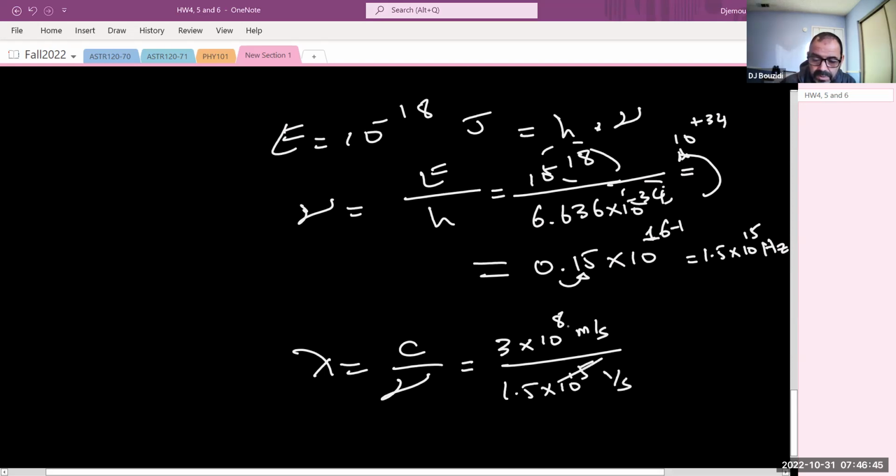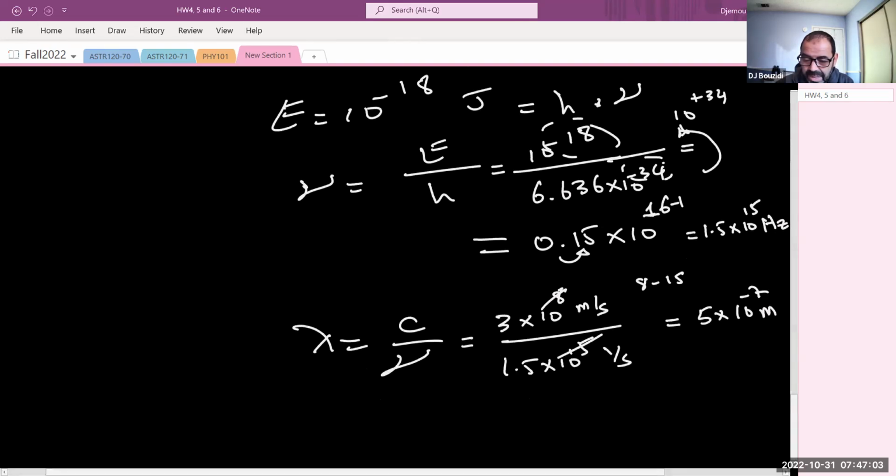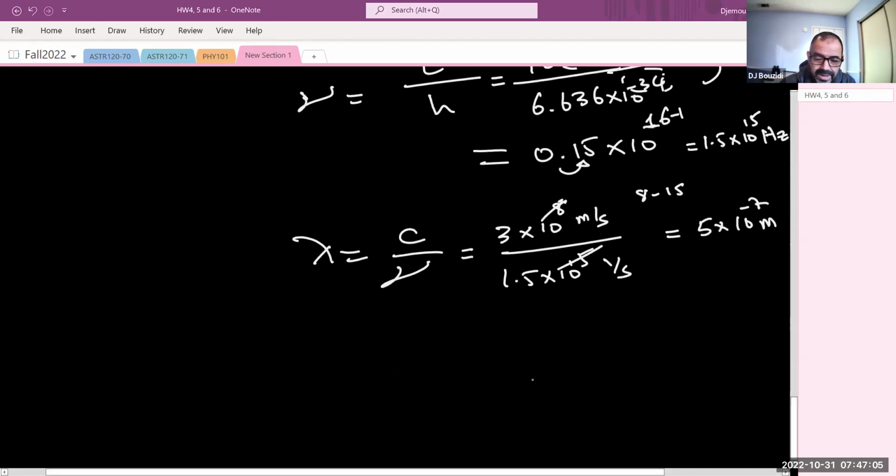So again, 10 to the power 15 and 8. When I take 8 minus 15, because I have to take 15 to the other side, it's going to be 3 over 1.5, which is 5. That's easy. Times 10 to the negative 7 meters. Okay, that's 500 nanometers. That's easy to remember because 10 to the negative 7 is a hundredth of a nanometer. So you have to multiply by 100 nanometers.